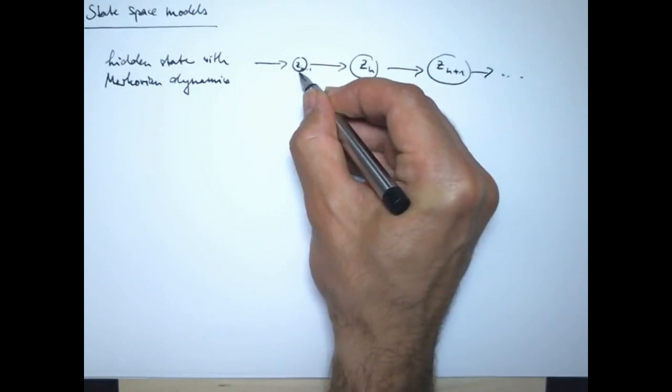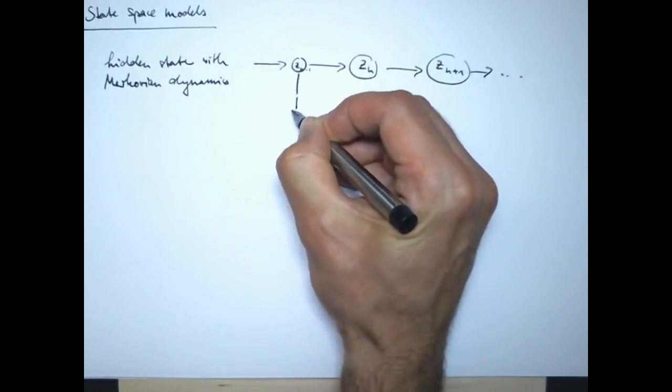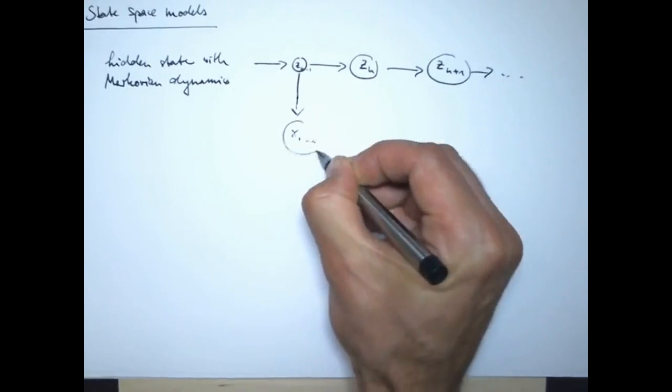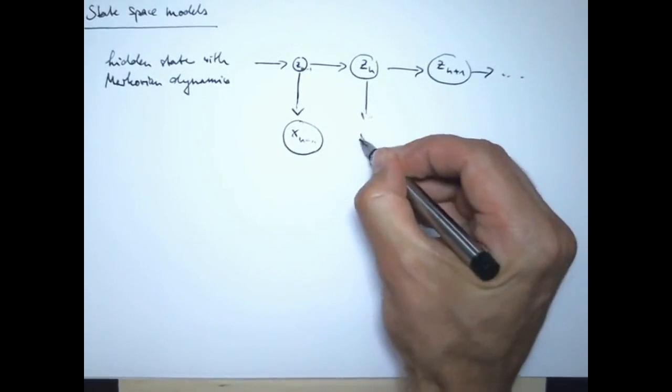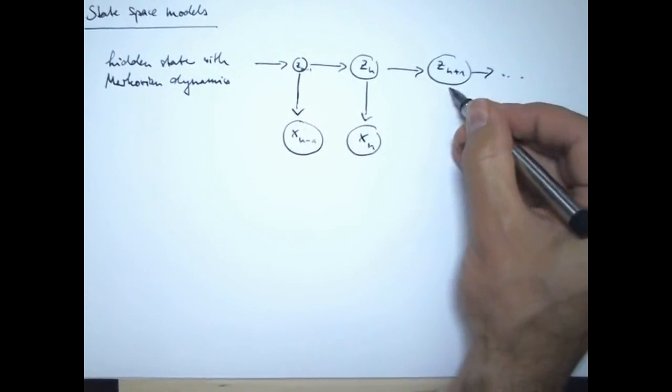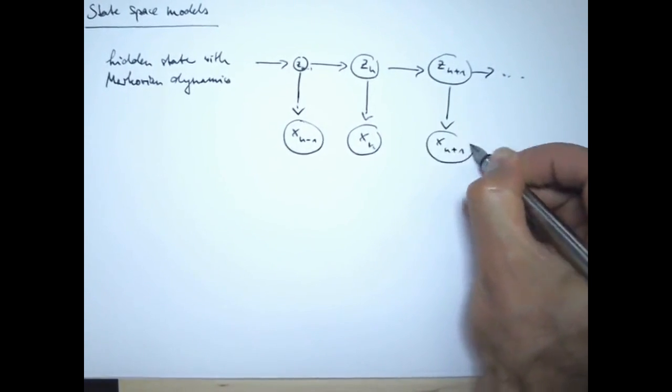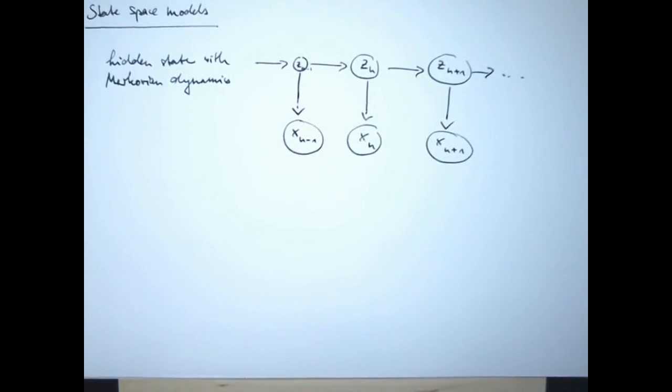And then we have some observations which are supposed to depend only on the current hidden state. Now, from the way this model is drawn, you can deduce the important independence assumptions.